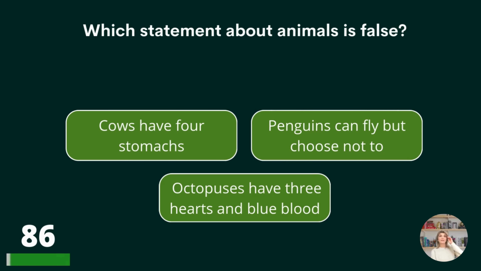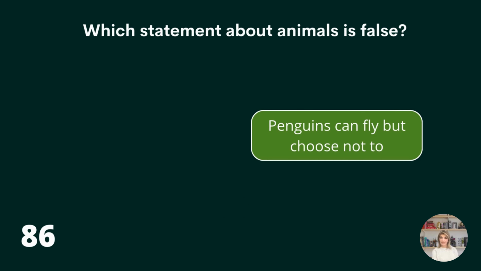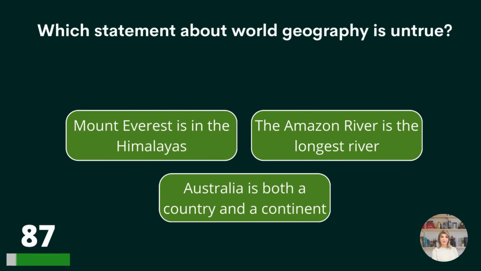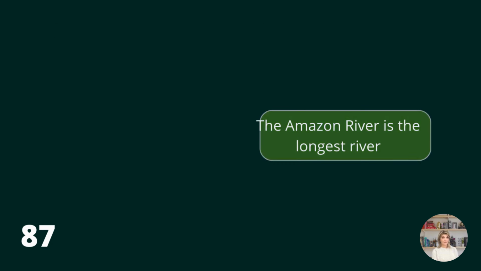Which statement about animals is false? Cows have 4 stomachs, penguins can fly but choose not to, or octopuses have 3 hearts and blue blood? Penguins can fly but choose not to. Which statement about world geography is untrue? Mount Everest is in the Himalayas, the Amazon River is the longest river, or Australia is both a country and a continent? The Amazon River is the longest river.